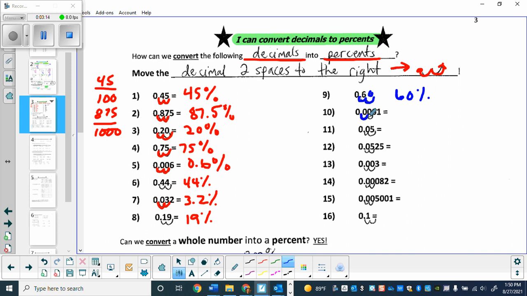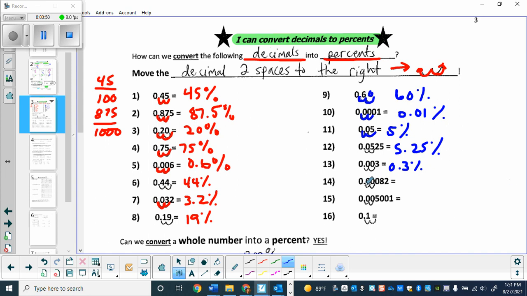When I move this one twice, y'all, I still got 2 numbers left over. I have a 0.01%, but I'm going to put 0.01%. You don't have to. You could just put .01%. I'm a 0 point person. All right, when I move this one over twice, I get 5.25%. Then you get a 0.3%. When I move that over twice, it's still in front of the 3, so I'm going to put a 0.3%.